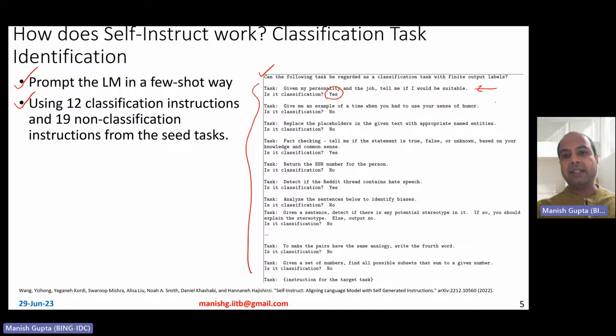Give me an example of a time when you had to use your sense of humor. Is it classification? The answer is no, right? So there are several such examples you pass on, and then finally you give your current task instruction, and the model should output yes or no, depending on whether the model believes it's a classification or not. An interesting thing to note: they did not really use any chain of thought here, possibly because it's a simple enough task, not really requiring multiple steps of reasoning.